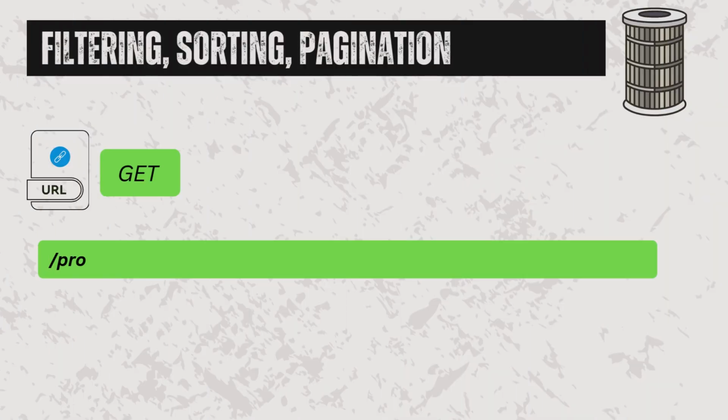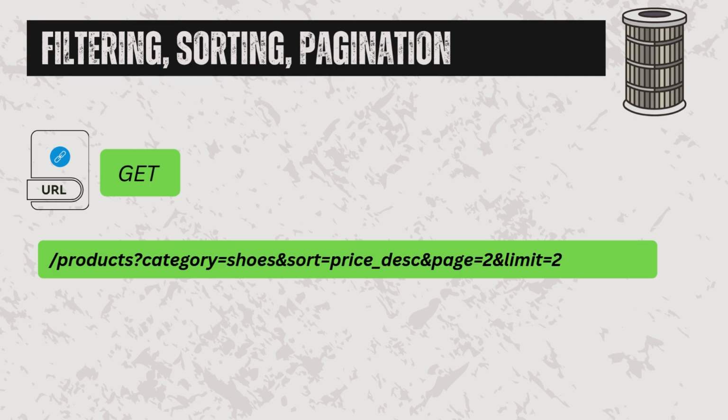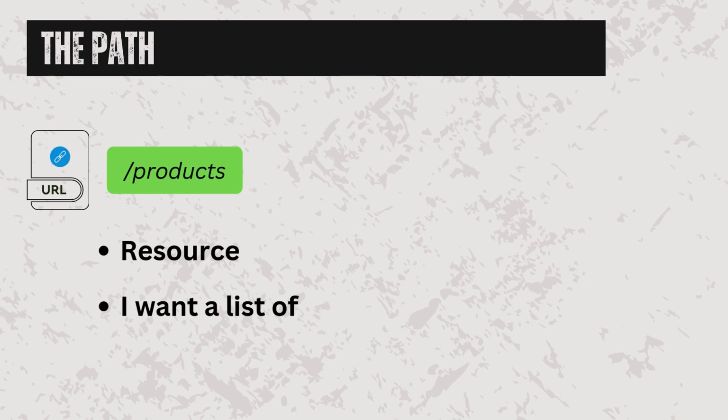Let's sprinkle in some query parameters, shall we? For example, we can structure our URI as follows. In case you're new to all this, let's break down this URI. Products is the path. /products is your resource. It means, I want a list of products. Nothing fancy, no verbs in the URL, because RESTful design is classy like that.